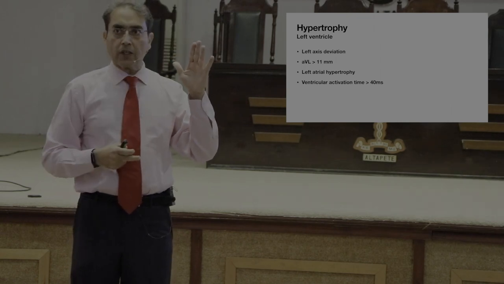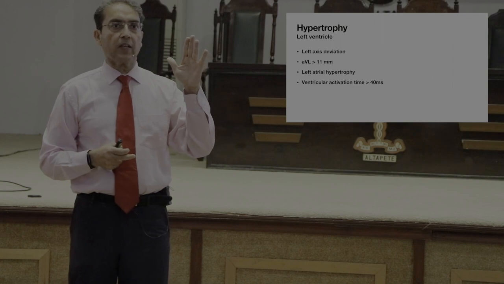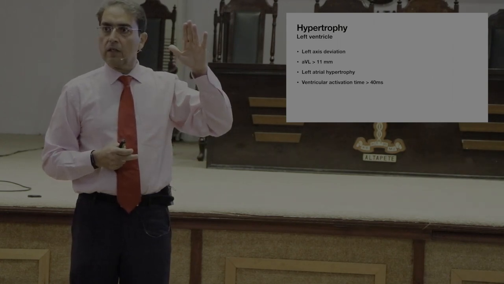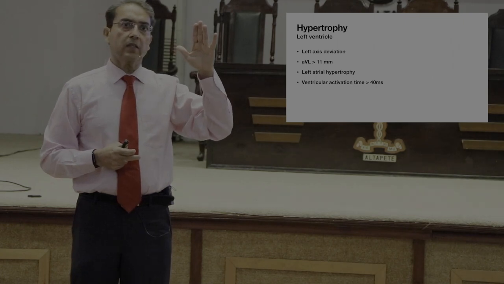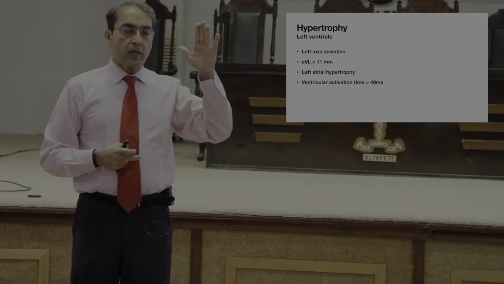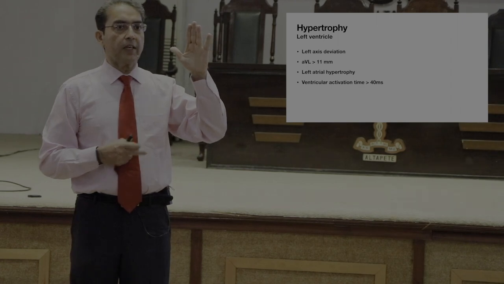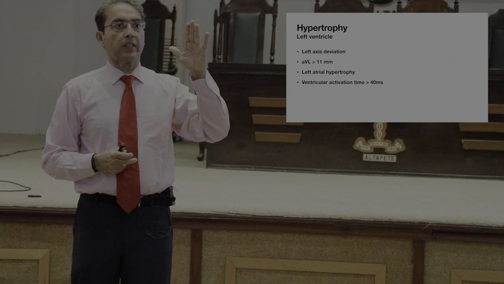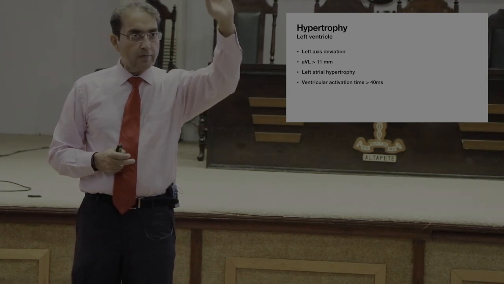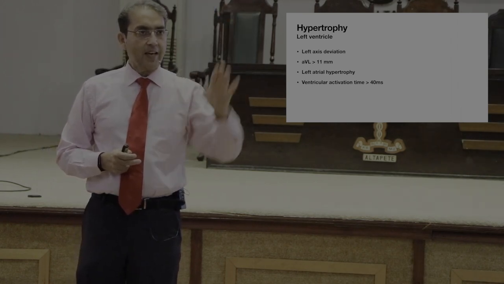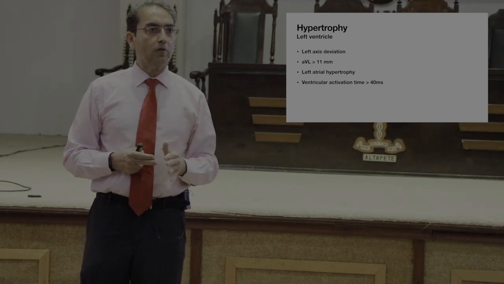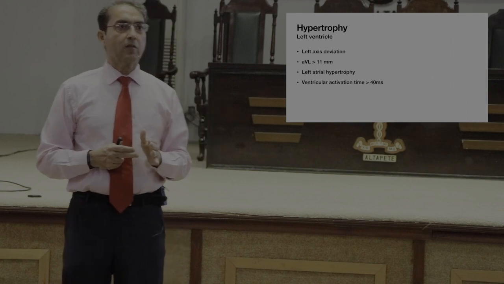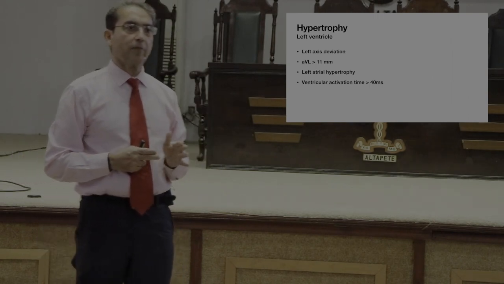This indicates conduction through the ventricle. The more the ventricle becomes thick, the longer it will take. You understand it? So the thicker the ventricle, the longer it will take the impulse to travel. So it means the initial phase of the QRS will become longer. If you don't understand, let me know and I will tell you again. I can tell you 10 times if you don't understand. But don't tell each other if you don't understand anything.